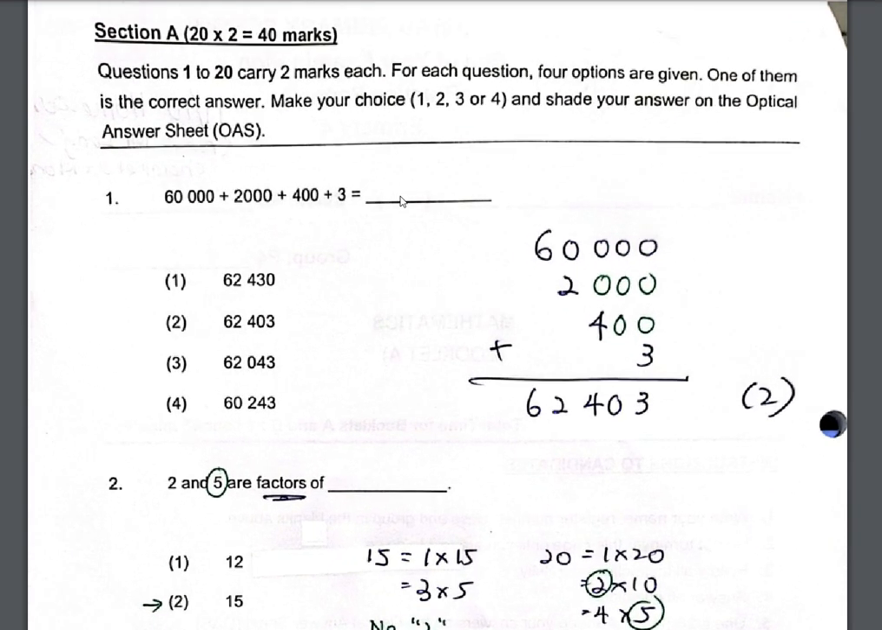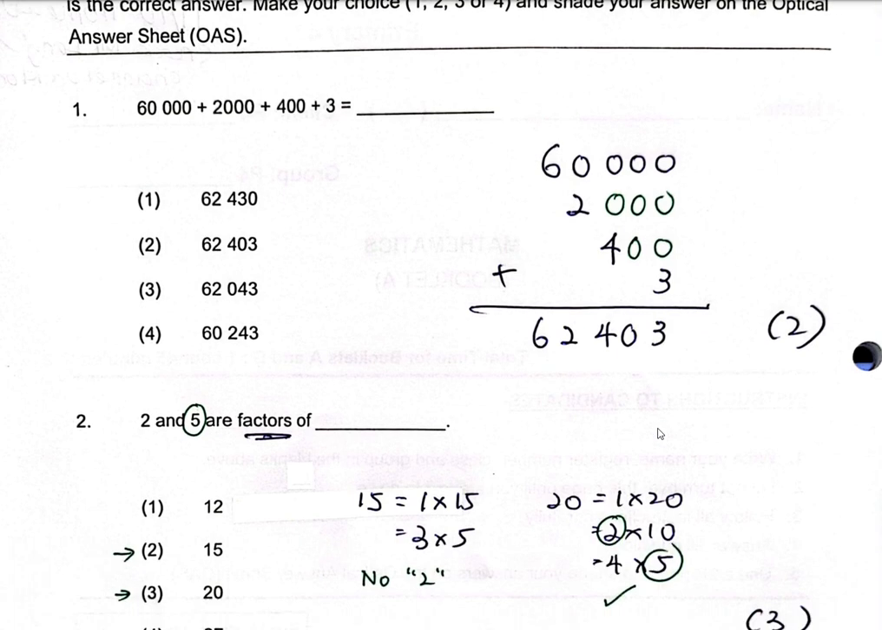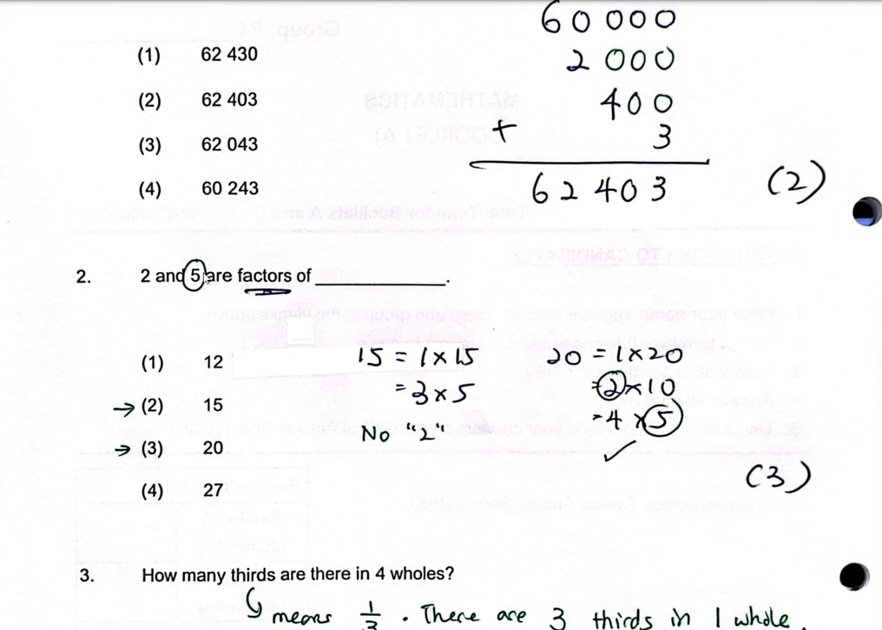Now, the first question, very simple. It's supposed to add 60,000 to 2,000 to 403. So you can do it with or without working. I prefer to do it with working to show you how I get to the answer of 62,403. Next, you're looking for factors.